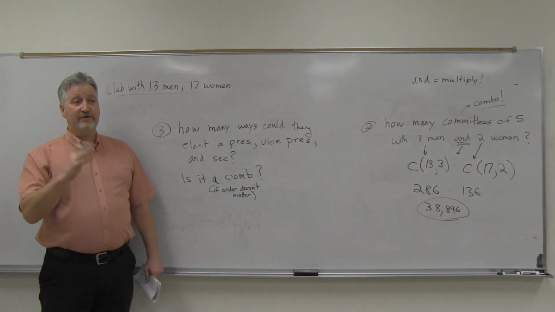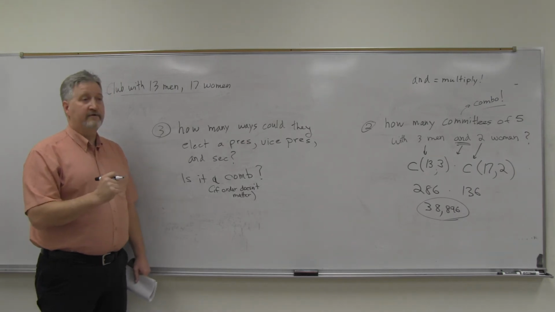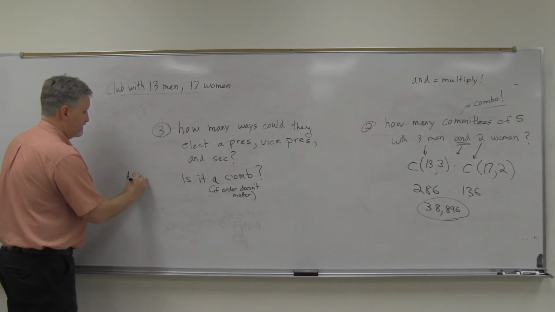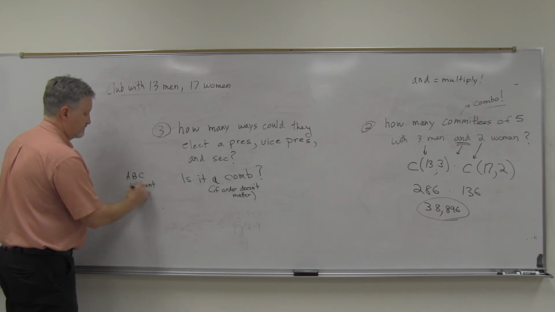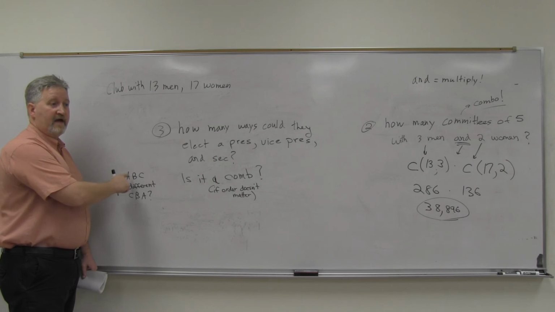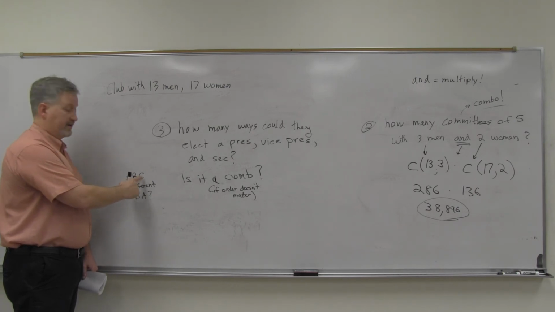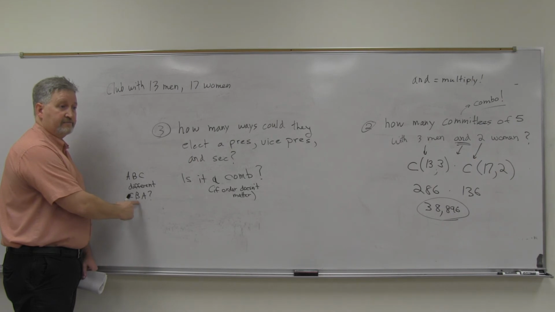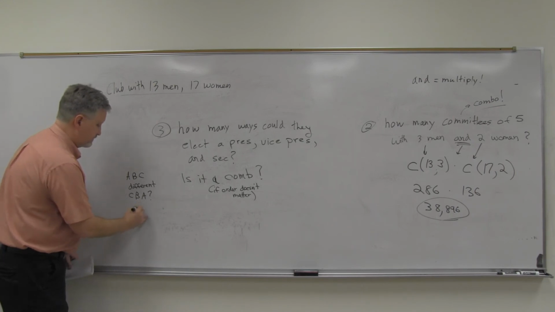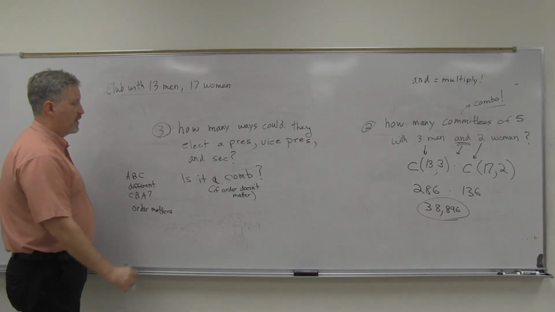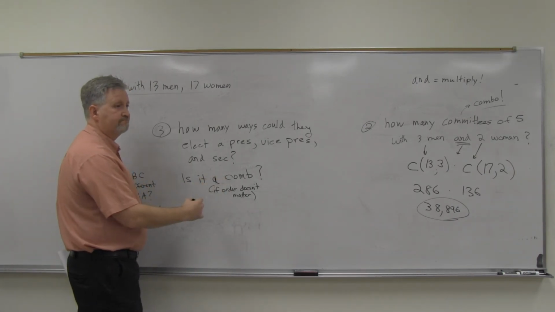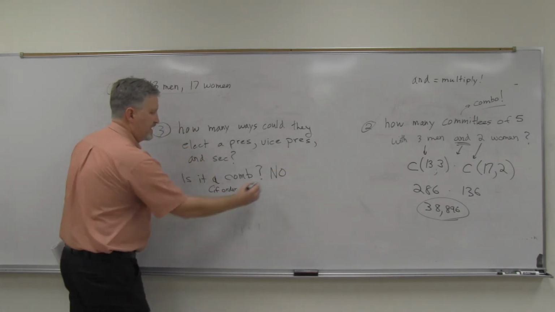So is this one a combination? Does the order matter, or does the order not matter? We'll just think about it. ABC, is that different or not? CBA, or something rearranged. Is CBA different than ABC? A president, B vice president, C secretary. C president, B vice president. Is that different? That's different, isn't it? Order matters. So, is this a combination? No. So if it's not a combination, use the blanks.